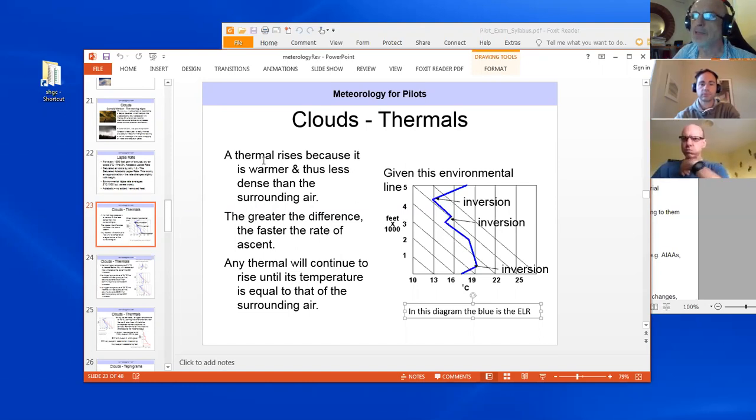Then we get the basic principle of this, which is a thermal will rise because it is warmer and less dense than the surrounding air. And that's just a basic principle of physics. If you've got a parcel of air, if it's warmer than the surrounding air, it goes up. As soon as it stops being warmer than the surrounding air, it stops rising. That's basically the principle that's involved.